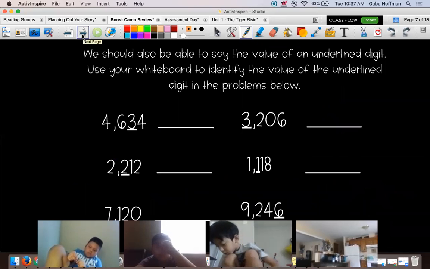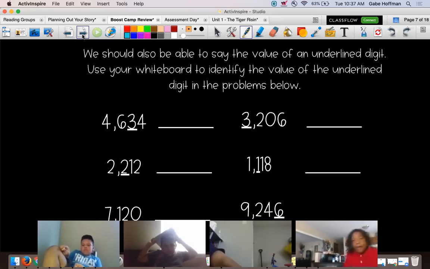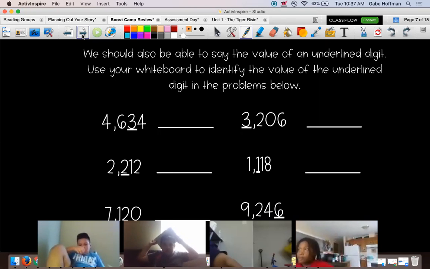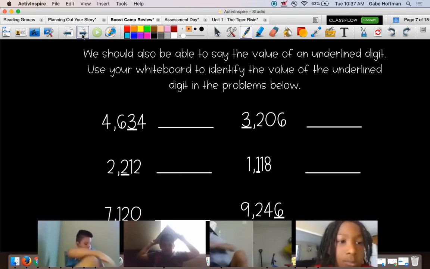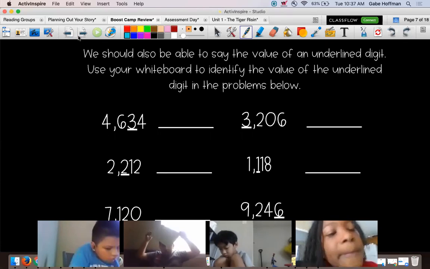Okay, so we should also be able to say the value of an underlined digit. So get your whiteboards out right now. I'm going to give you like 30 seconds to grab your whiteboards and a marker, and we are going to practice that. Show me when you've got it. Or a piece of paper and a pencil. Or a piece of paper and a pen.